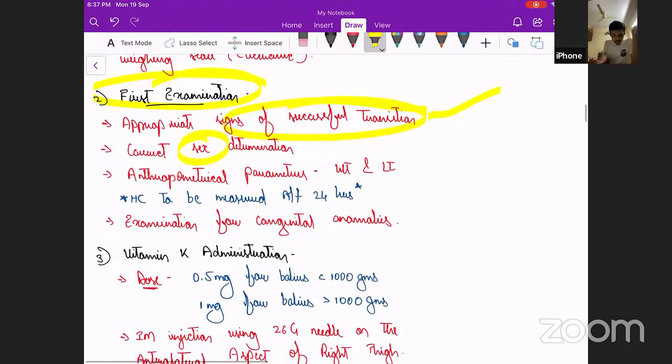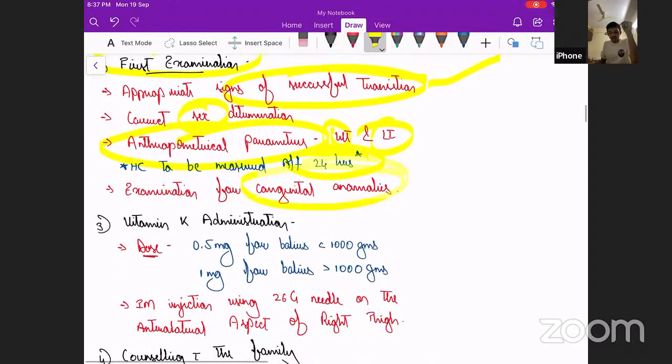Next, we'll have to document the anthropometrical parameters. That we have already discussed: weight of the child, length of the child, and head circumference after 24 hours. Once the scalp edema and all is resolved, after 24 hours, we'll get the appropriate head circumference. And next is to examine for congenital anomalies.